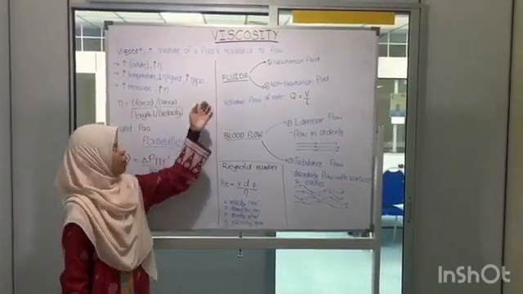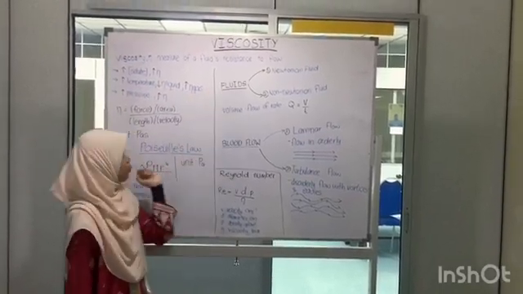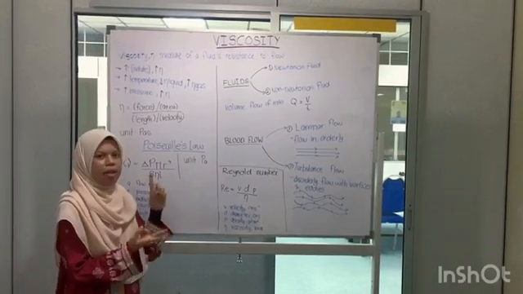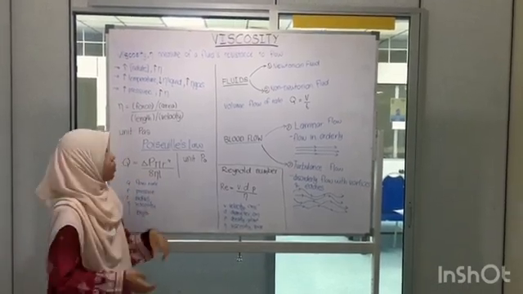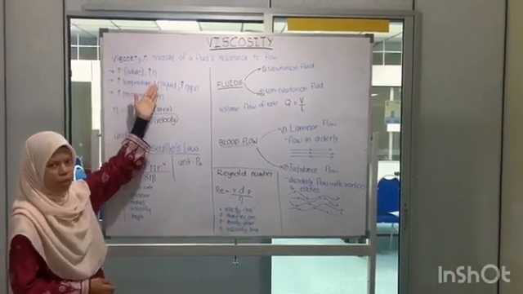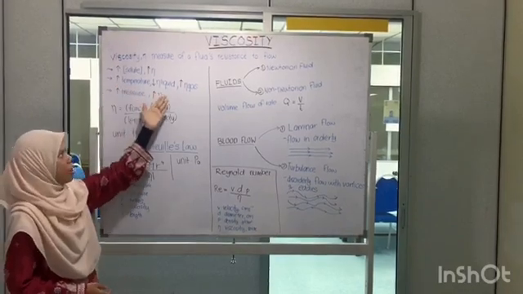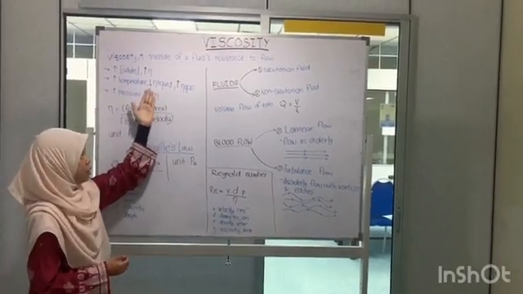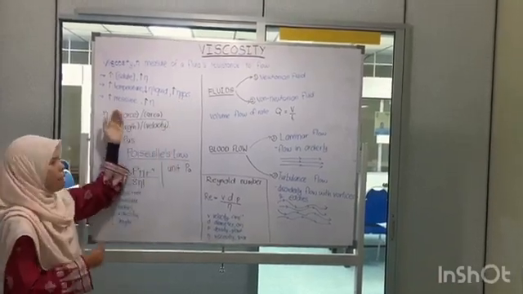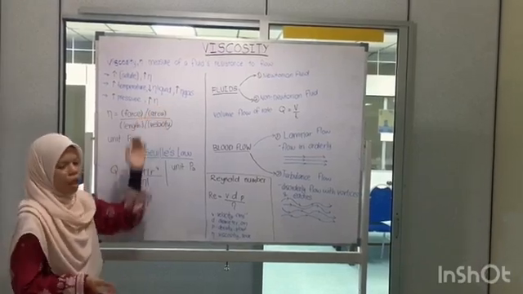About viscosity. Viscosity is the measure of a fluid's resistance to flow. Viscosity depends on concentration of solute, temperature, and pressure. If the concentration of solute increases, the viscosity will increase. If the temperature increases, the viscosity of liquid will decrease and the viscosity of gas will increase. If the pressure increases, the viscosity will increase.